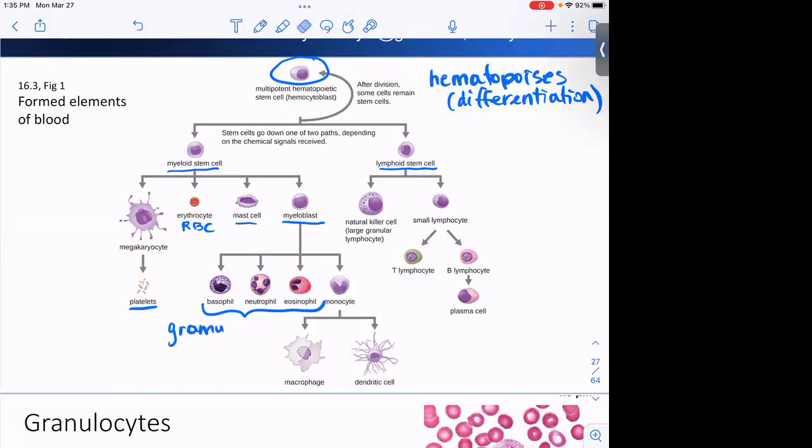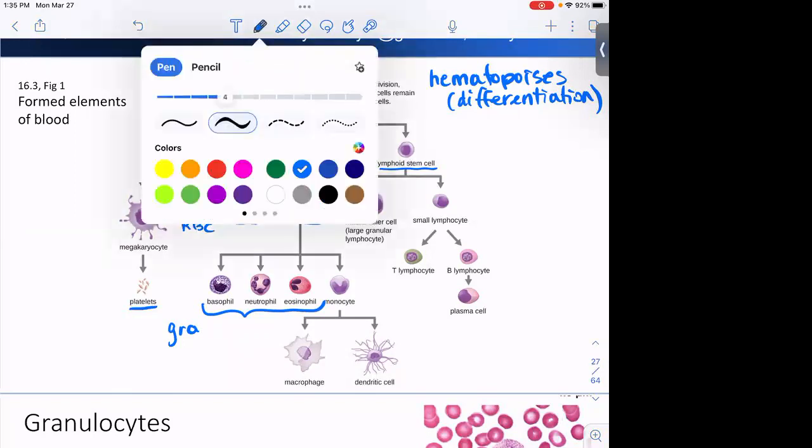Whoops, not done down there. It's a little bit better.